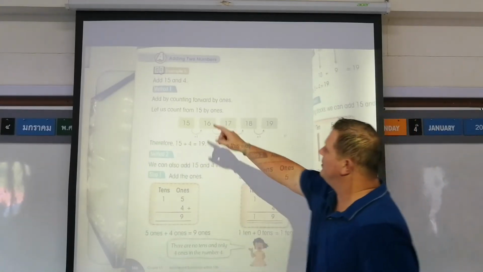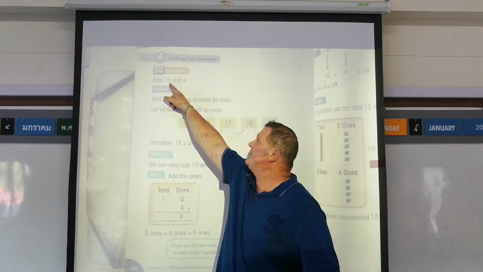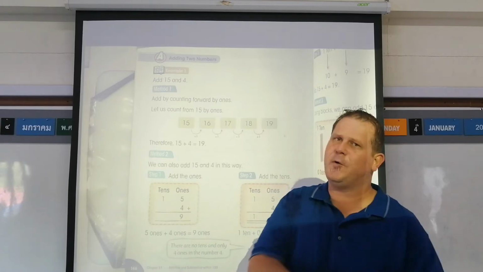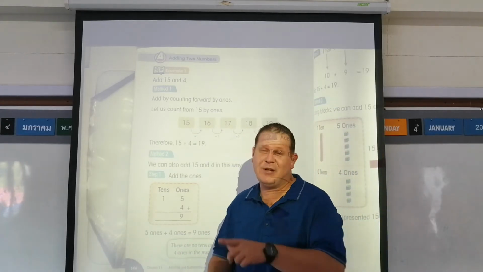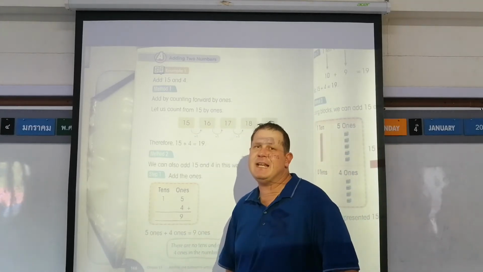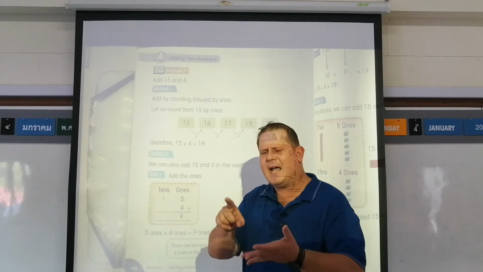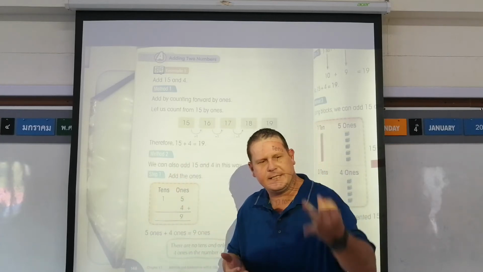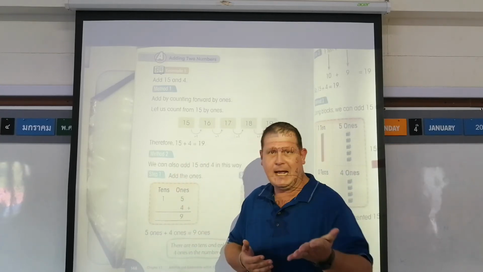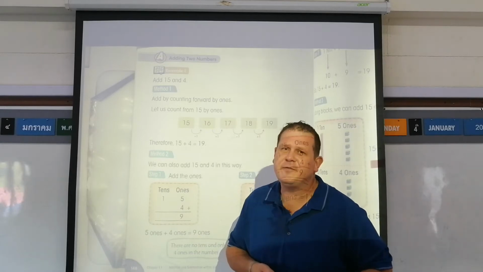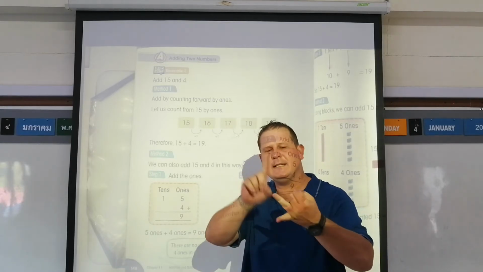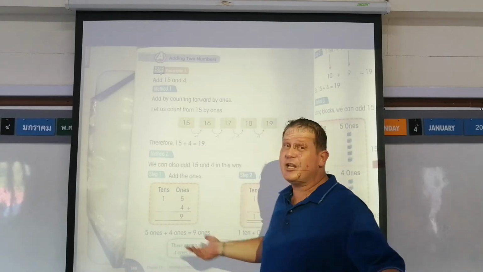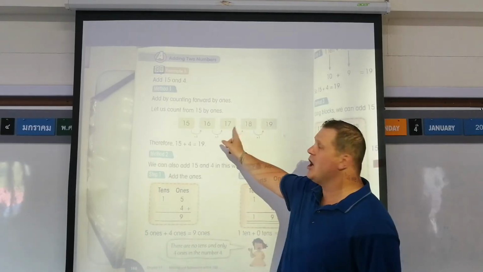Guys, remember, for example, this one says add 15 and 4. Now, you can add 15 to 4, but remember, it's easier to add 4 to 15. Because you can go 4, 5, 6, 7, 8, 9, 10, 11, 12, 13, 14, 15, 16, 17, 18, 19. Or you can say 15 plus 4: 15, 16, 17, 18, 19. Same answer, right? So you can do it both ways. They show you the easy one.